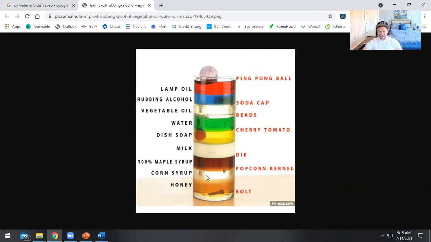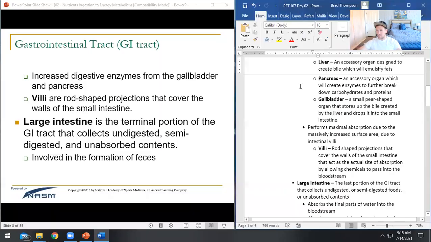Maple syrup is more dense than that. It's kind of fun. You can see all these different layers here, and then the ping pong ball is not very dense because it's mostly empty air, and then a bolt here. But that's looking at different densities. That's a sidetrack, I guess.